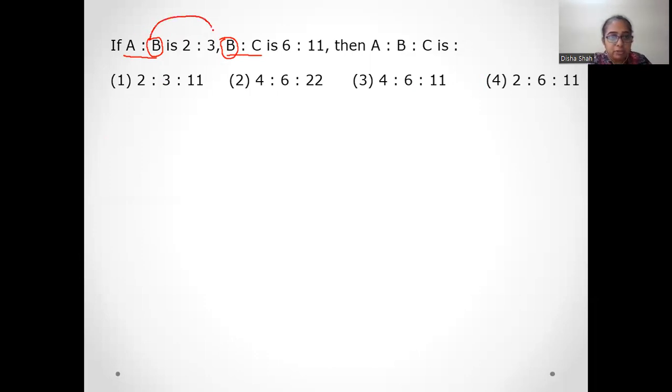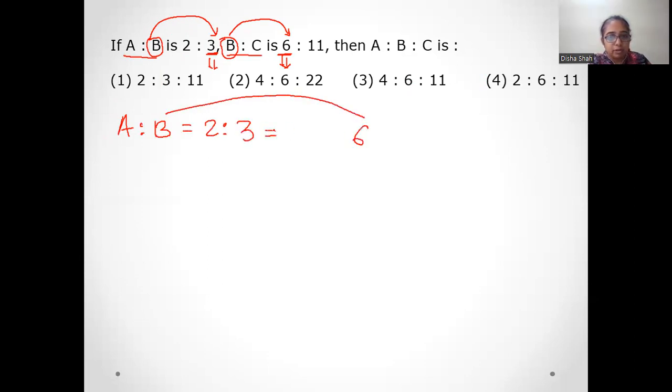Here you can see the value of B is 3 and here the value of B is 6. These two values are different. So what you have to do? You have to make this value of B same. या तो आप इसको 6 बना दो या तो आप इसको 3 बना दो. अभी इसको 3 बनाना थोड़ा मुश्किल है, तो हम इसको 6 बना देते हैं. It means that A is to B is equal to 2 is to 3. We want to make B 6. B को 6 बनाना है. अगर 3 का 6 कर दिया तो 2 का क्या हो जाएगा? 4. Means A is to B is 4 is to 6.